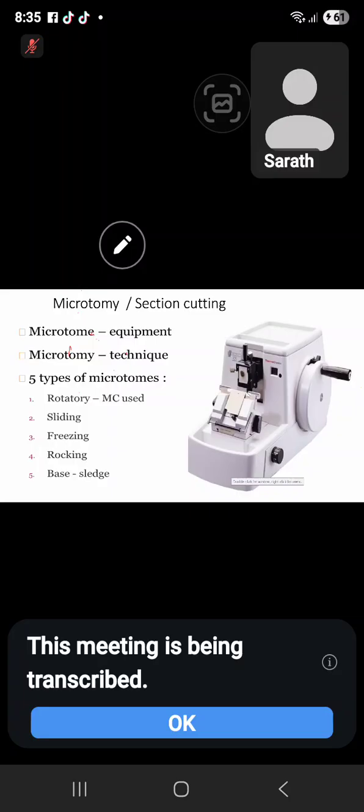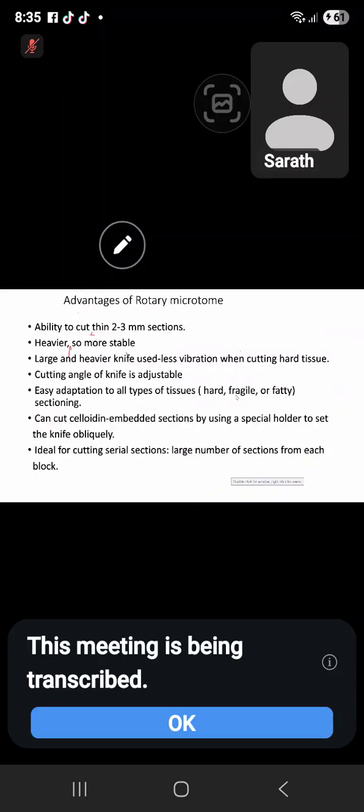Nowadays, nobody is using knives. Instead of that, disposable blades are there. There's a blade carrier, and the blade can be kept inside. This can be pushed upward, backward, and forward by loosening this lever. You can loosen it and push it there, or you can pull it. This is the traditional rotary microtome.